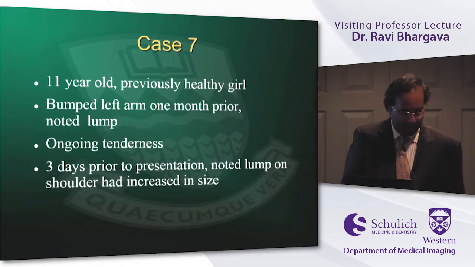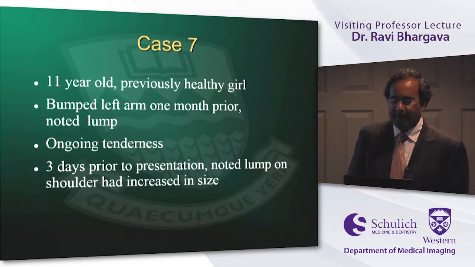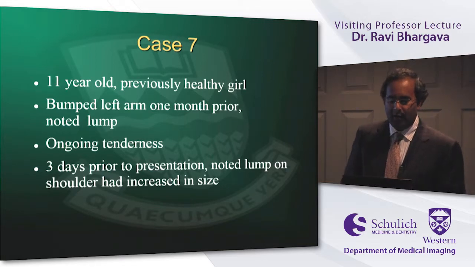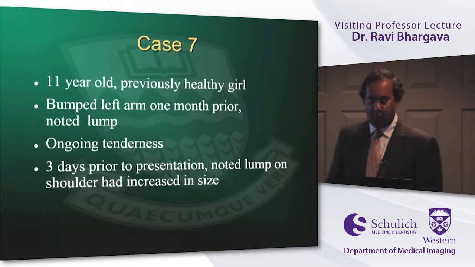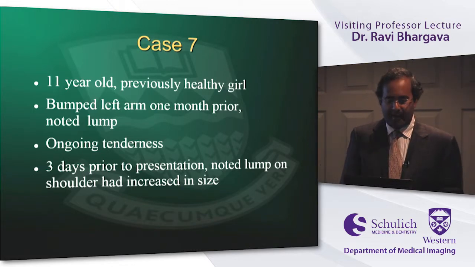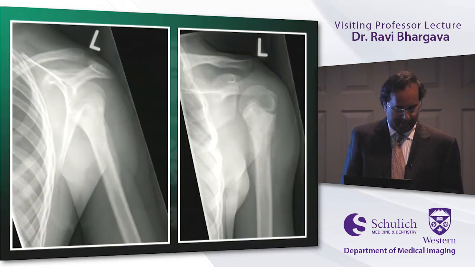Okay, so the next case is an 11-year-old, previously healthy girl. She bumped her left arm 1 month before and then noted a lump after that. She's been tender ever since. And 3 days prior to presentation, she also noticed that the lump on her shoulder had actually increased in size. So here's her radiographs.